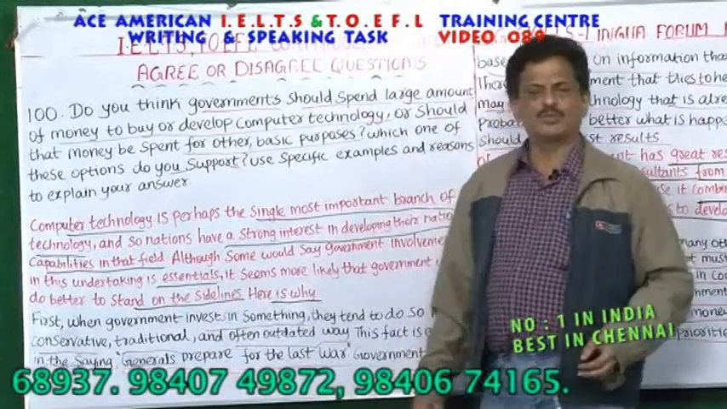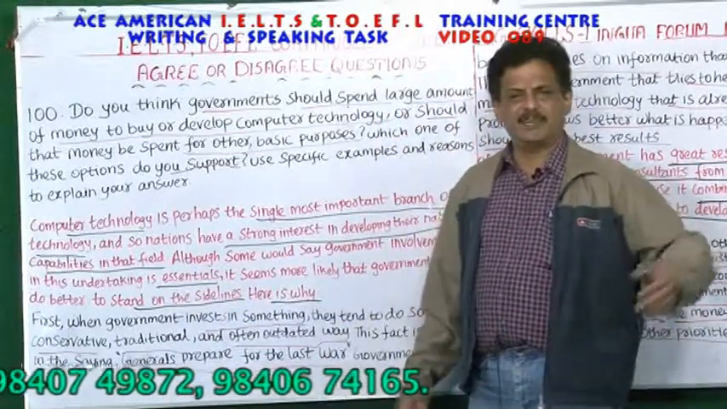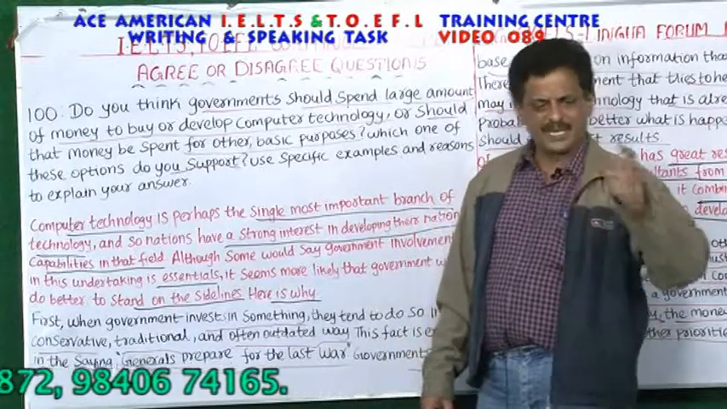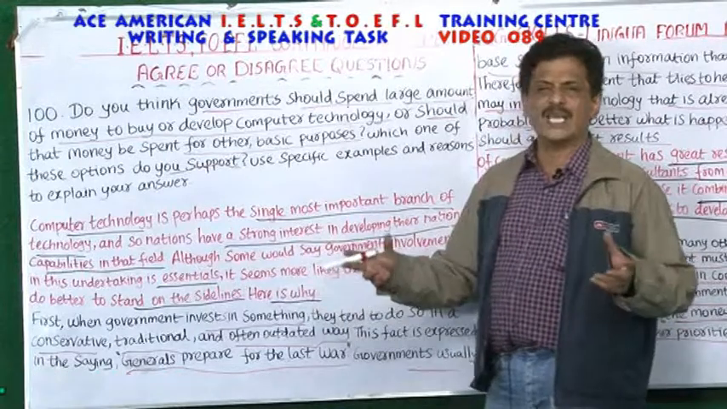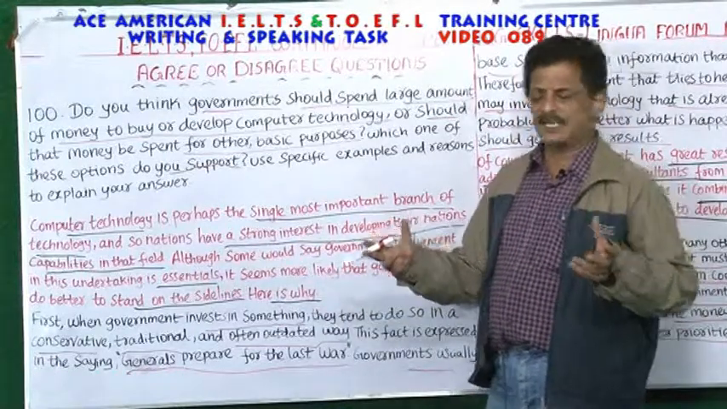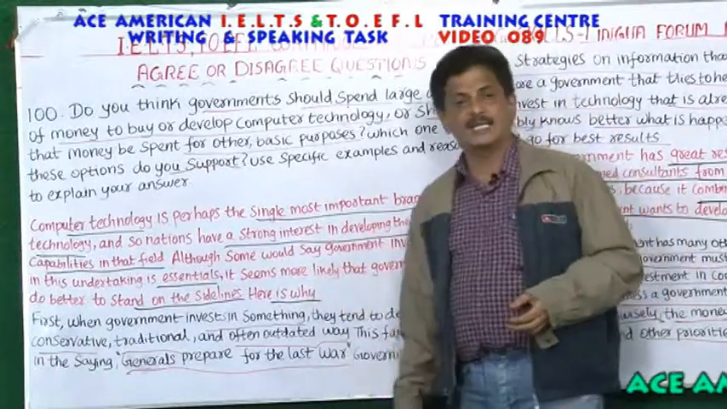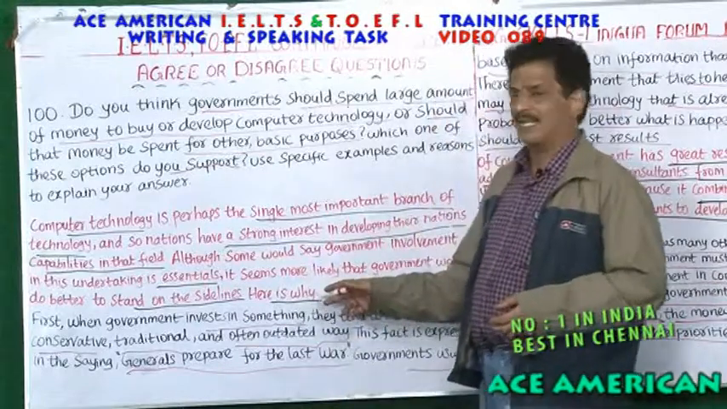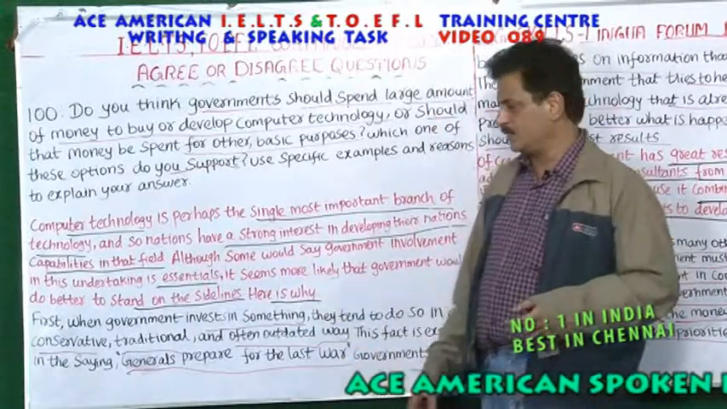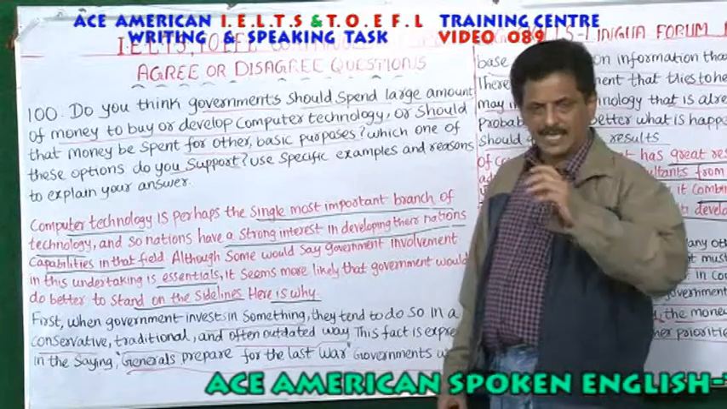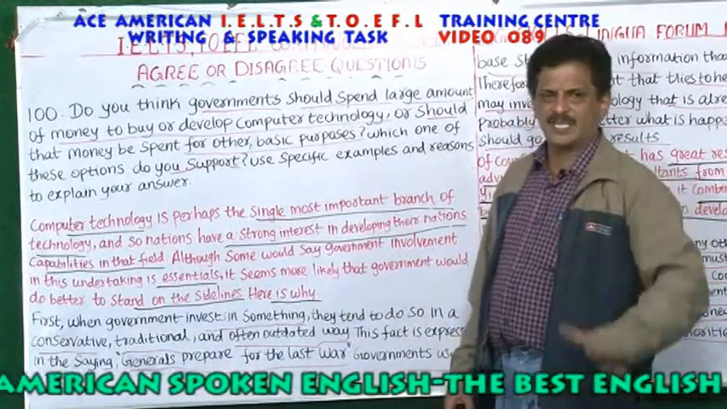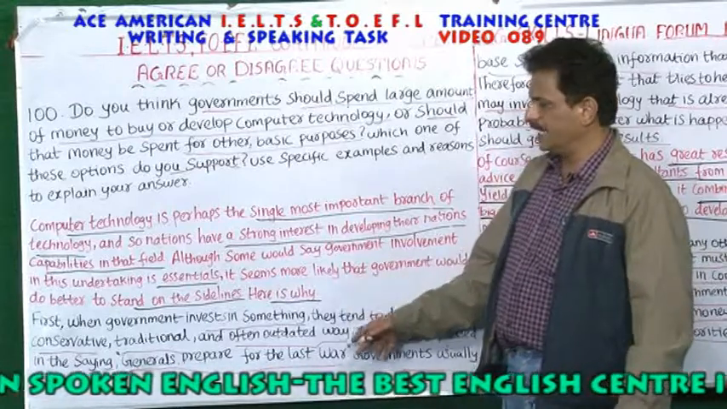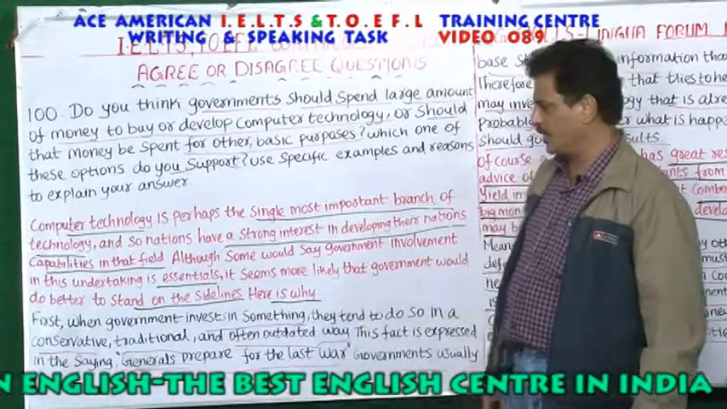அந்த கம்ப்யூட்டர் தொழில்நுட்பத்தை விட்டுவிட்டு, சைட்லைன்ஸ் என்றால் என்ன, மற்ற பல விஷயங்களுக்கு, முக்கியமான அம்சங்களுக்கு அரசாங்கம் தன்னுடைய பணத்தை செலவழிக்க வேண்டும் என்று இந்த எழுத்தாளர் சொல்கிறார். Here is why, கீழே கொடுக்கிறோம் ஏன் என்று சொல்லி அந்த காரணத்தை சொல்கிறார். அரசாங்கம் கணினி தொழில்நுட்பத்திற்கு பணத்தை செலவு செய்யக்கூடாது என்று சொல்லி ஏன் என்பதற்காக அடுத்த பத்தியிலே சொல்கிறார்.